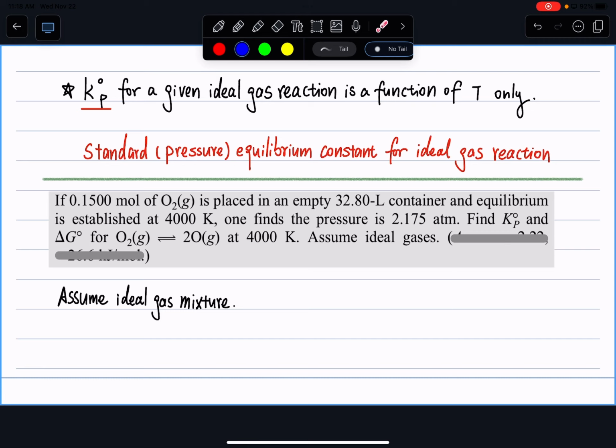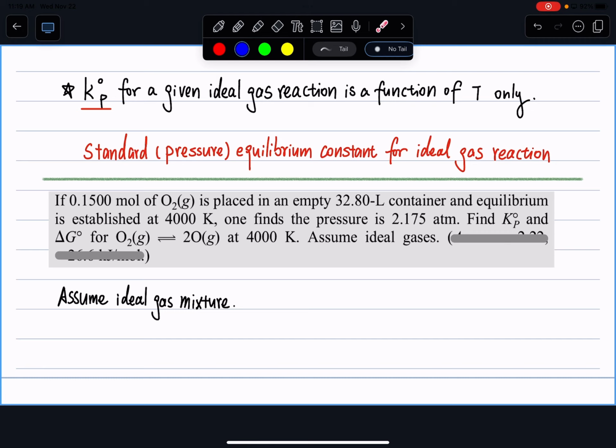So we'll just write out some of the things we know. What do we know? We have equilibrium reached at 4,000 K. So your P equilibrium that's given is 2.175 atm, and that also equals 2.204 bar.